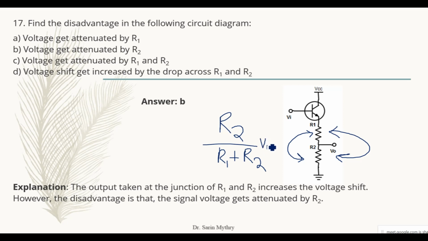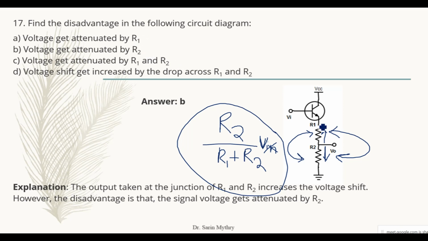You're supposed to find the output here. Whatever the voltage here, it is R2 by R1 plus R2 into the voltage. What is happening here? Your voltage is getting attenuated. Your voltage is decreasing. Why? Because the voltage is getting divided across these two resistors. Voltage is not amplifying. So this voltage is attenuated.